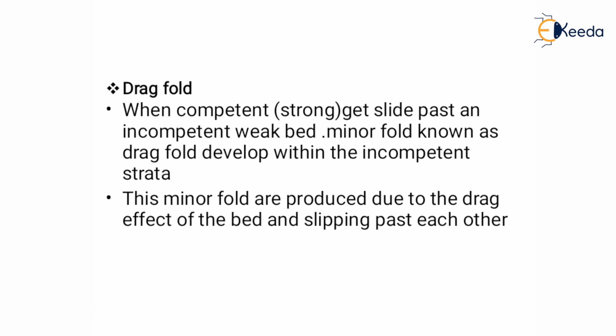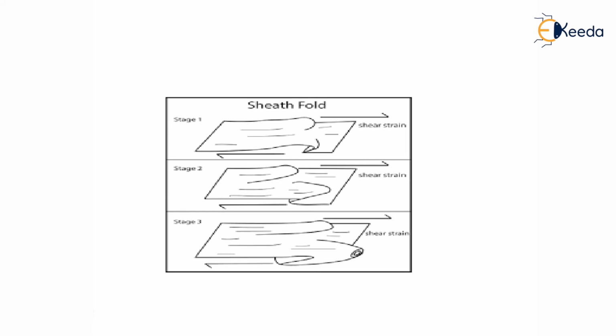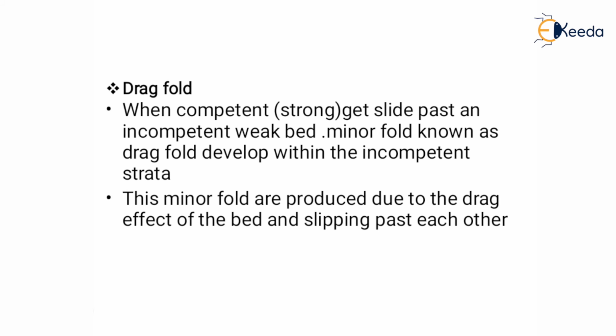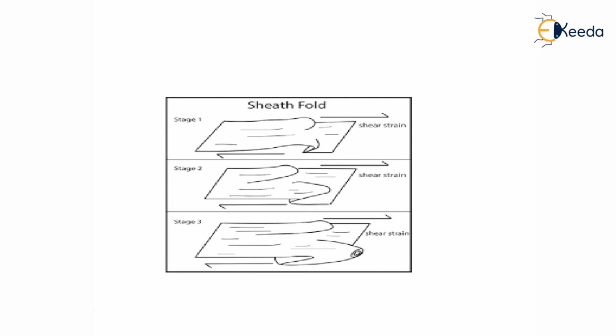Drag fold. See, this is a strong bed in which weak beds are present. This is a weak surface along which strong beds pass, so small crumple-like structures develop. This is called a drag fold. The competent bed, meaning the strong one, slides past the incompetent weak bed. Minor folds known as drag folds develop within the incompetent strata. The minor folds are produced due to the drag effect of the beds slipping past each other.